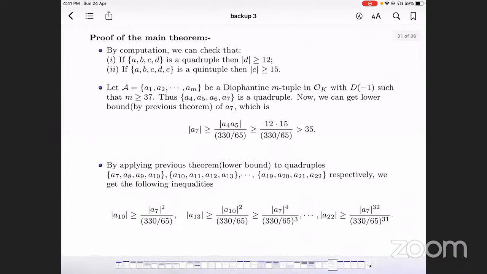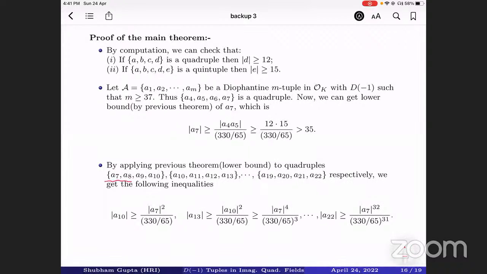And now we consider the quadruples a7, a8, a9, a10, and the second one a10, a11, a12, a13, and so on up to a19, a20, a21, and a22. We apply the lower bound theorem on these quadruples one by one, so we can get these inequalities.